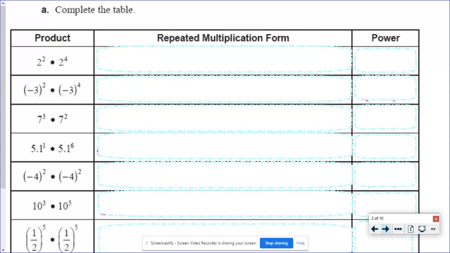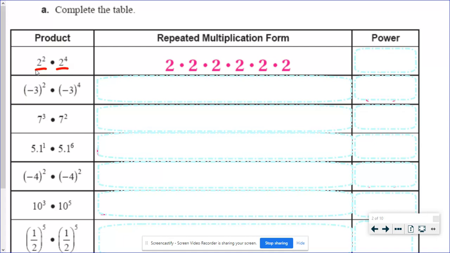So for instance, in this table, again, you don't have to copy this table down. I've got all of them written out this time, so I don't have to write them myself. 2 to the second and 2 to the fourth. So I would have 2 of those 2's from this one and then 4 of those 2's from that. And I could put all that together from what we did yesterday and say that's really just 2 to the 6th power.